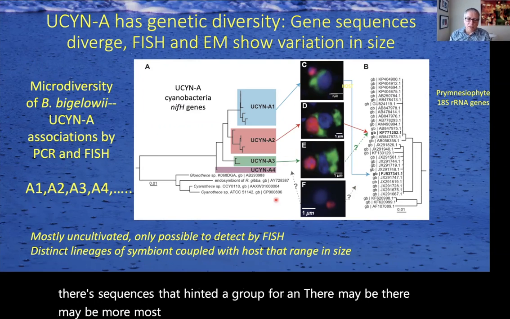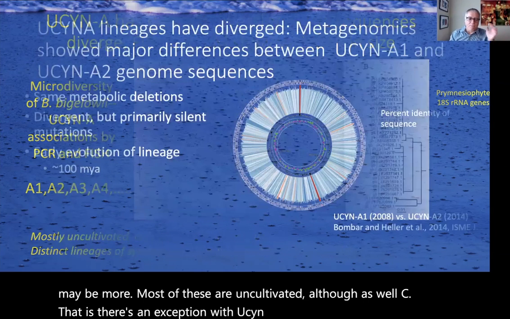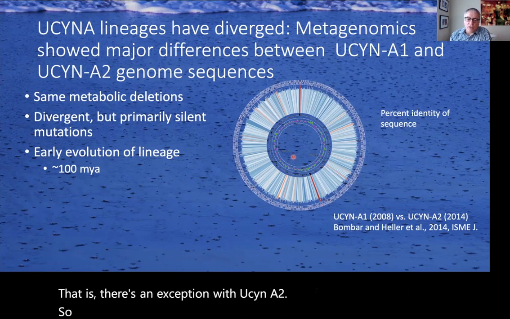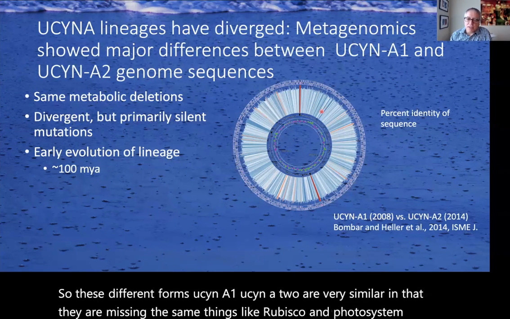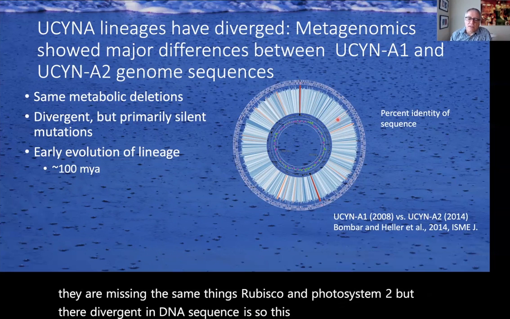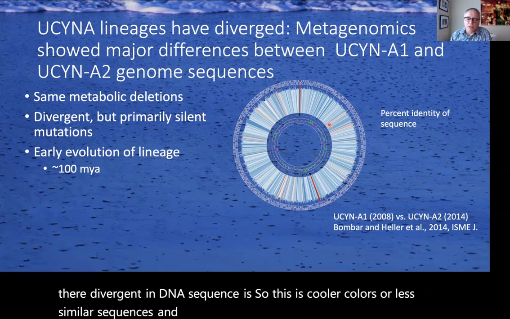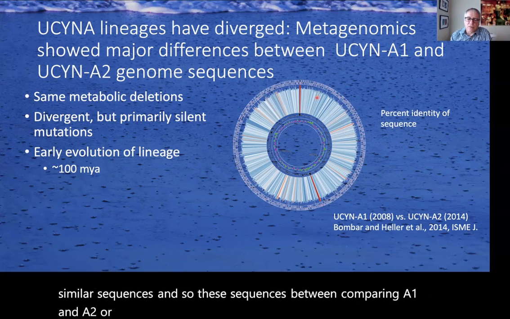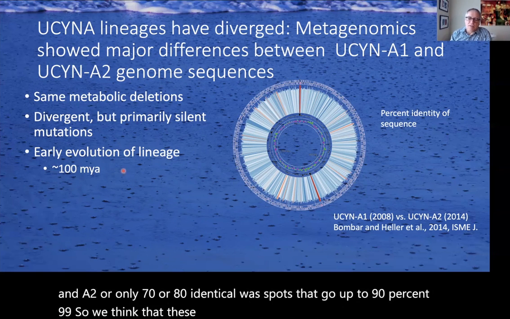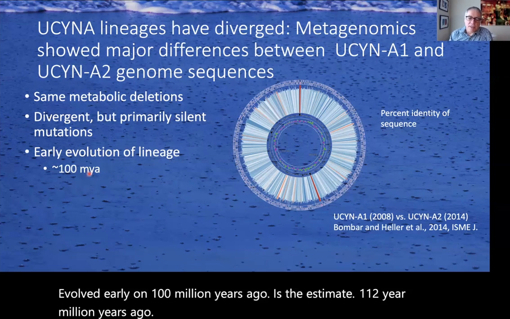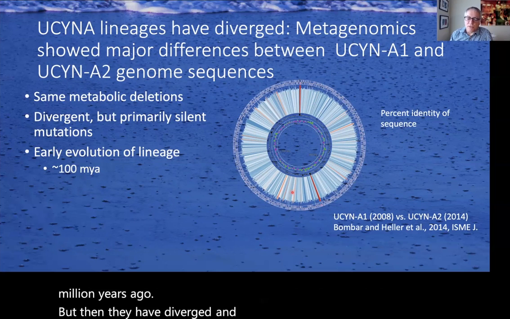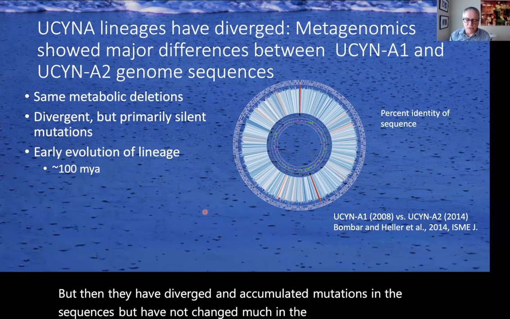Most of these are uncultivated, although as we'll see, there's an exception with UCNA 2. So these different forms, UCNA 1, UCNA 2, are very similar in that they're missing the same things like rubisco and photosystem 2, but they're divergent in DNA sequences. So this is cooler colors are less similar sequences, and so these sequences between comparing A1 to A2 are only 70 or 80% identical, with spots that go up to 90%, 99%. So we think that these were evolved early on, 100 million years ago is the estimate, 112 million years ago. But then that they have diverged and accumulated mutations in the sequences, but have not changed much in the genome content in terms of genes.